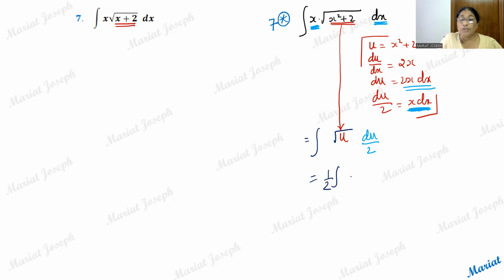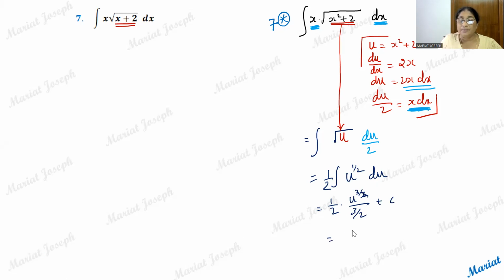Yes, ma'am. And to integrate root u, should I write u raised to the power half plus 1? Okay. What is the formula? What is the answer now? Half into integral of u raised to the power 3 by 2 upon 3 by 2, because half plus 1 is 3 by 2. So the 2 and 2 are getting cancelled.